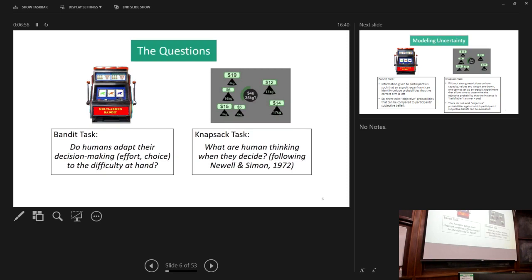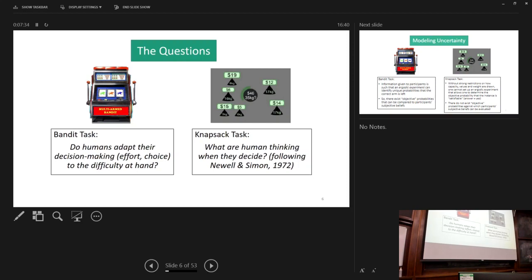On the right-hand side, following Newell and Simon, if you go to the literature, which is not so much applied to the knapsack problem, but an equivalent problem, the traveling salesperson problem, people have been asking, what are humans thinking when they decide? So you see people trying to solve it, but you can see that people think. And then the question is, what are they thinking? What algorithm are they following? And that has actually not been very fruitful. We know some things with the traveling salesperson problem. And in knapsack problems, we also know some things of what they're doing. But as you'll see later on, there is an enormous amount of heterogeneity there.